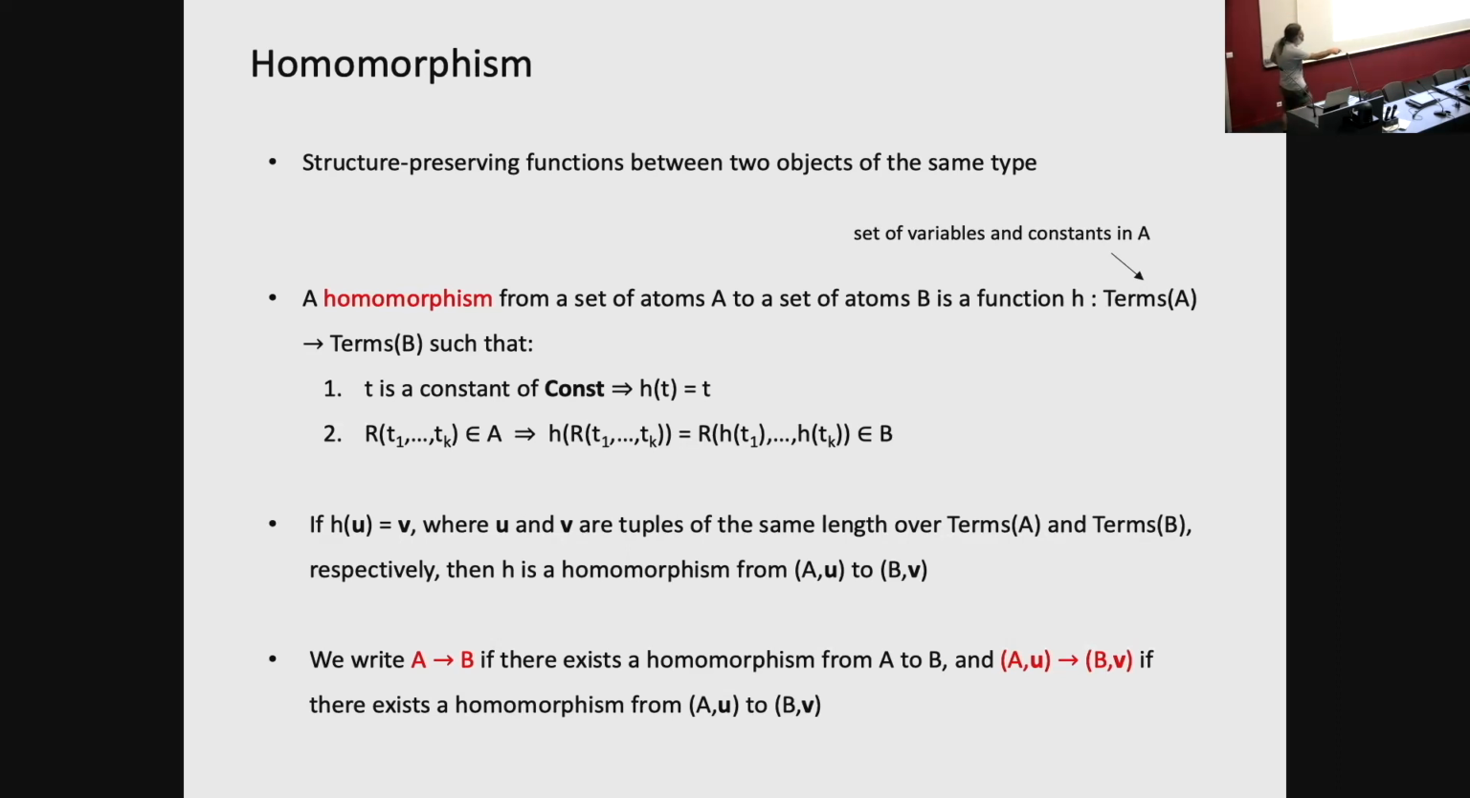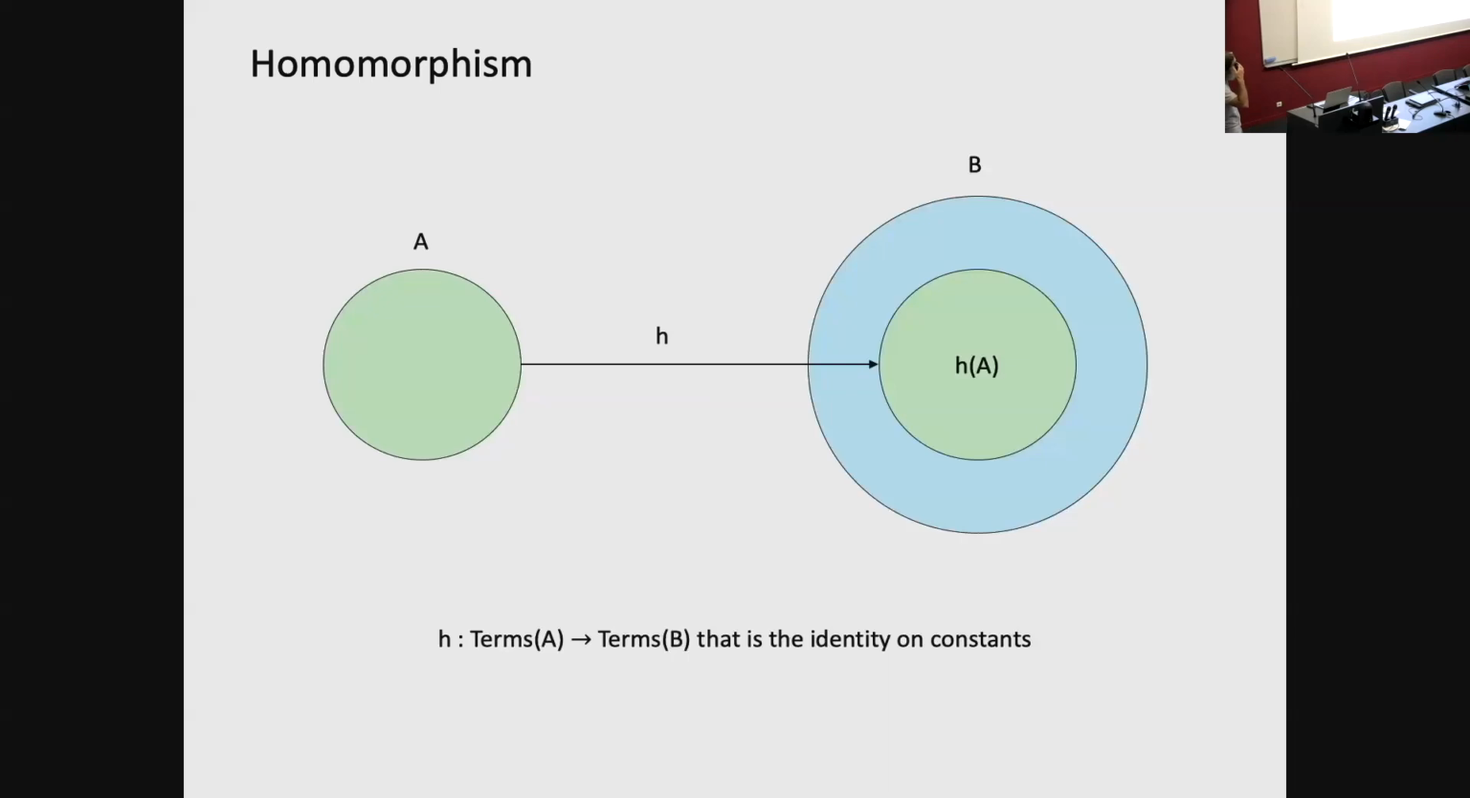And I will write this just to say that there exists a homomorphism from A to B that maps U to B. Okay, that's it. So if we want to see graphically what the homomorphism means, it's essentially this. If I have a set of atoms and I apply this function, which is from the terms in A to the terms in B, what I get will be a new set of atoms that lives somewhere in the set B. I don't have to touch all the atoms in B. But after applying H to A, what I get is a subset of B.